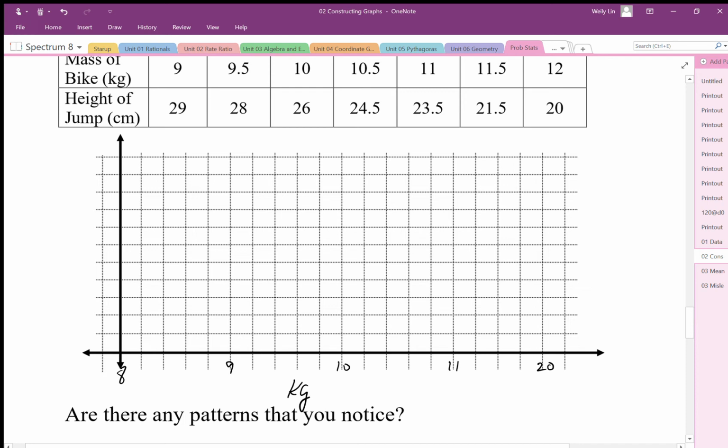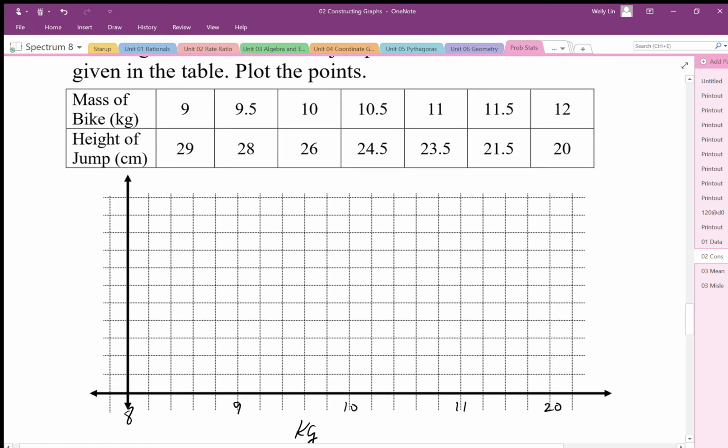Okay, and then we're going to do our height along the y-axis. So for our y-axis height, we're going to put our scale. We might want to exaggerate the scale a little bit, so let's start at 10 and go up to 30. So 4, 5, 6, 7, 8, 9, 10. Let's say that's 30 here. Halfway is going to be 20, so that's 20 centimeters here. So this is a height in centimeters, and that's the mass in kilograms.